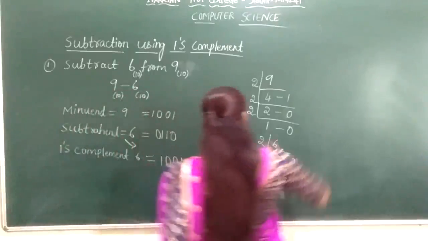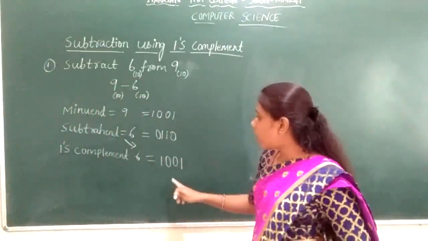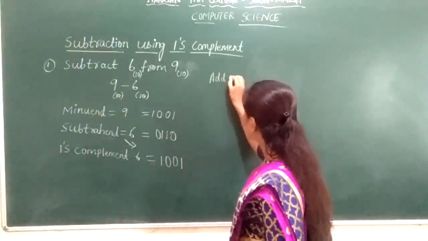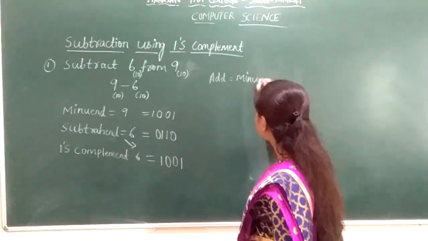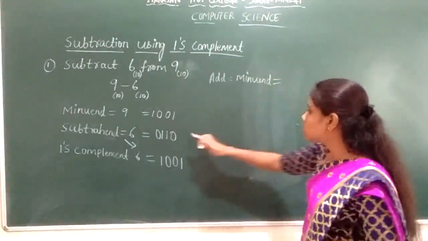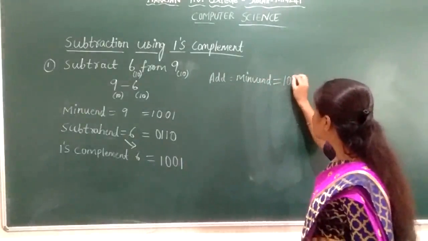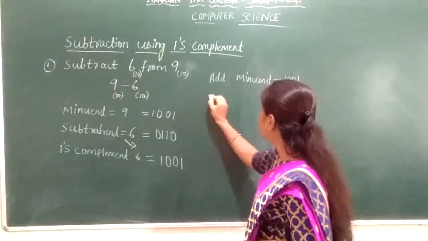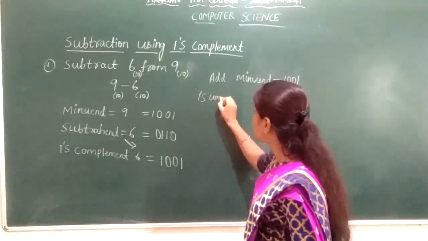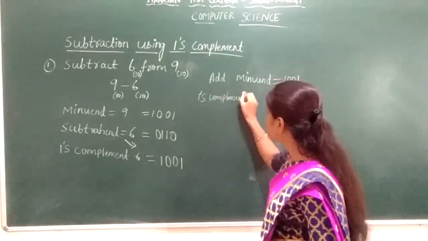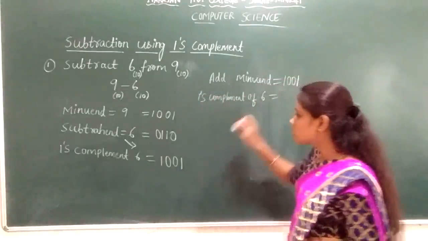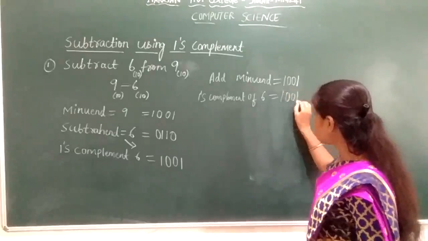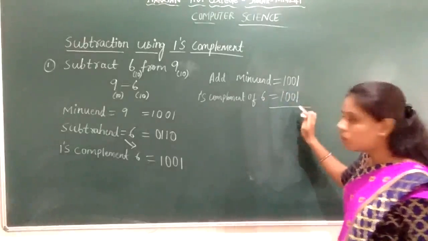Now what should you do? You need to add this 1's complement to the minuend. The minuend is 1001, and the 1's complement of the subtrahend 6 is 1001. Now add these two values.